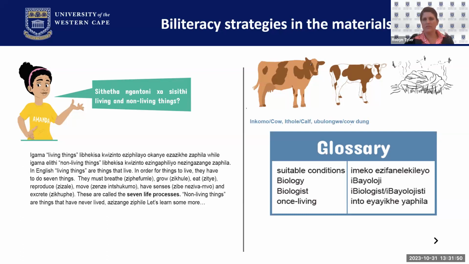And in the paragraph of text below that, you can see another strategy where sentences are written in one language with optional glosses into the other language. So in this case, in English, the sentence begins in the middle of the paragraph, they must breathe, ziphefumle, grow, zikhule, and it continues to provide the option in real time for these young readers, another option, another term with which they may be familiar.